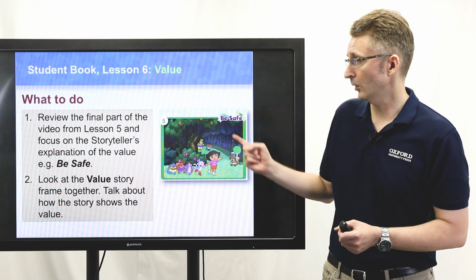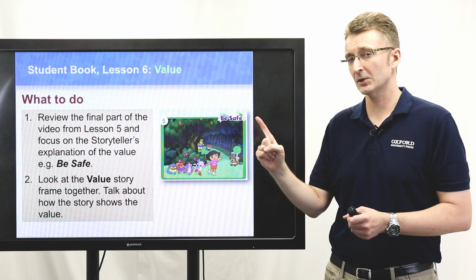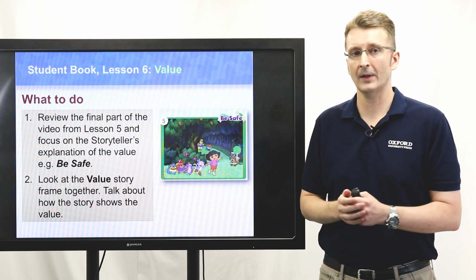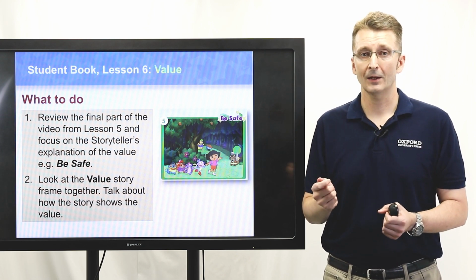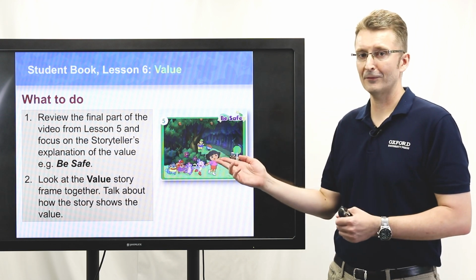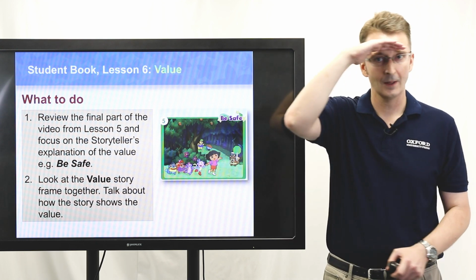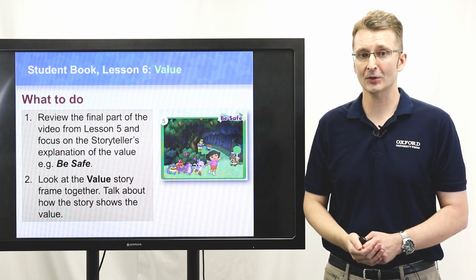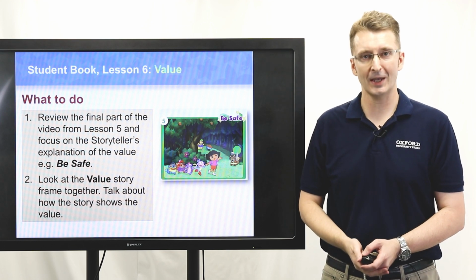Next, look at the value story frame together with your students. There's always one picture in each story with the value written on it, and you can talk about that together. Now, for example, you could say, look at Dora and her friends. They hold hands and look before they cross the street, and they follow the instructions of the crossing guard. They are being safe.